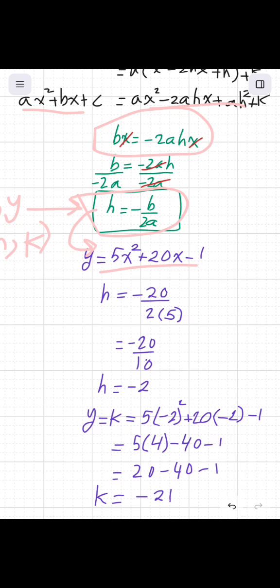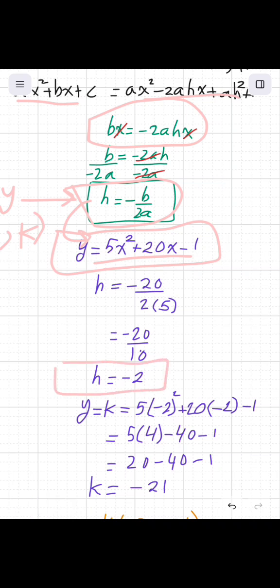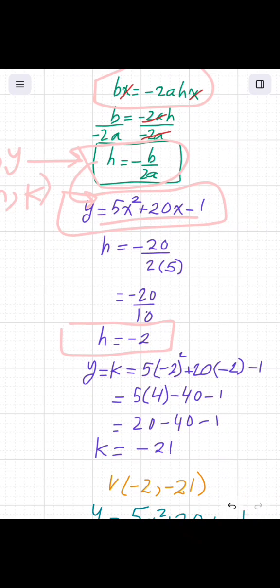Now you can easily plug this h into the equation. Let us say I take this equation y is equal to 5x squared plus 20x minus 1. Now I will plug the value h is equal to minus b over 2a into this formula. I plug the value, so minus 20 divided by 2 times 5. So by solving I come up with the value h is equal to minus 2.